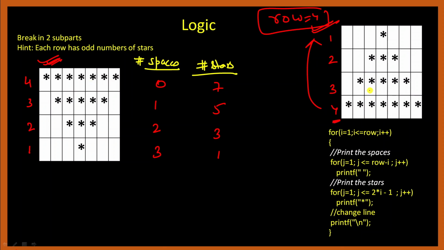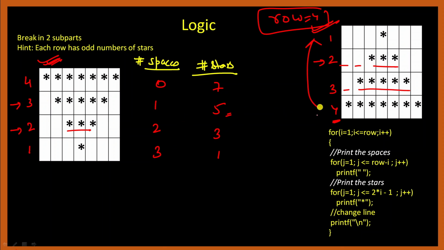Same in the third row, same number of stars and spaces. Okay, here how many stars are there? 5 stars in the third row. Here, if I take this third row, then 5 stars and 1 space. Same in the second row, 3 stars, 2 spaces. In the second row, 3 stars and 2 spaces, right? Again, it is obvious because it is just the upside down. Okay, both the patterns are upside down of each other.